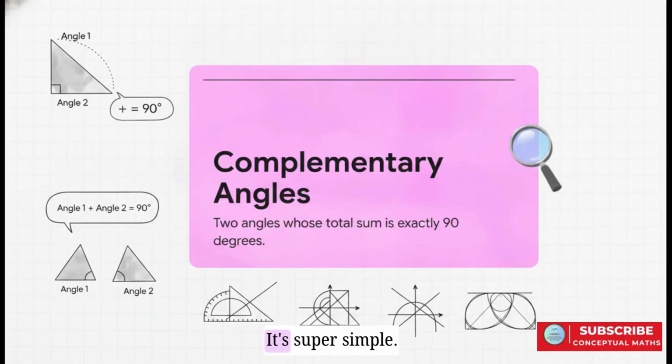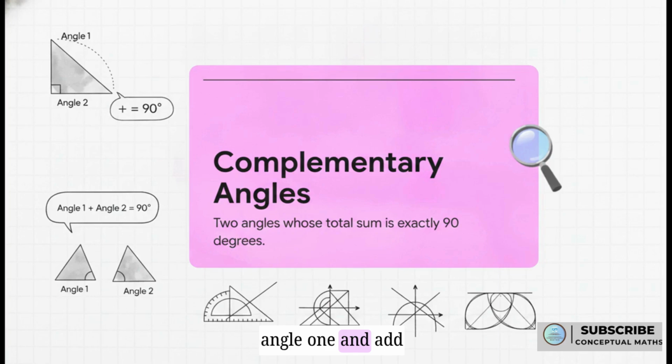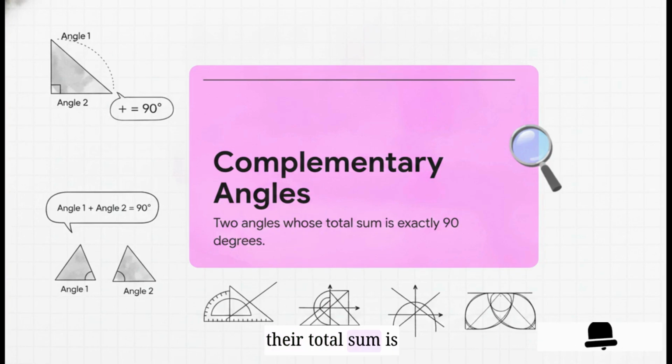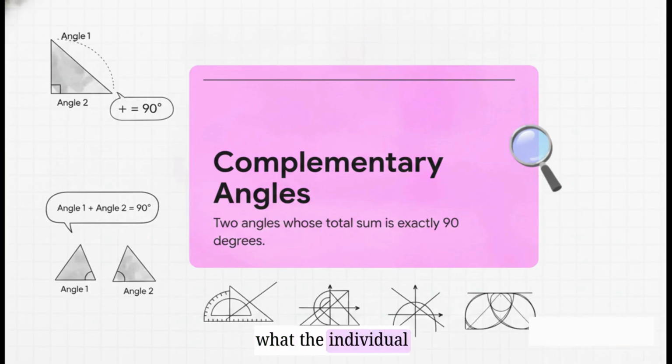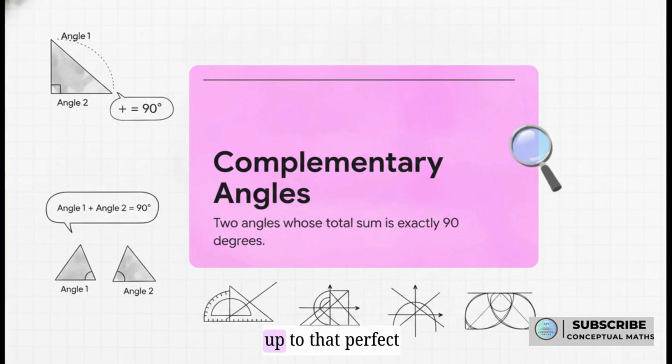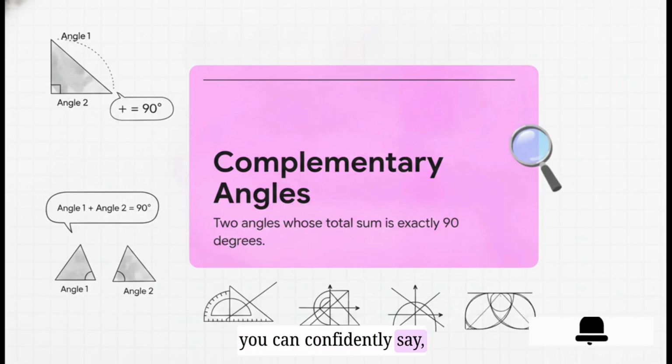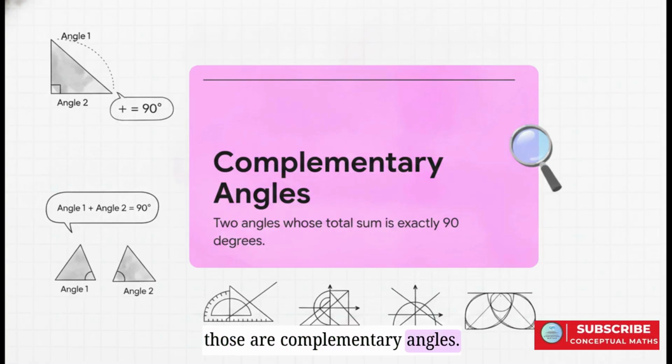And here's the rule. It's super simple. Complementary angles just mean that if you take angle 1 and add it to angle 2, their total sum is exactly 90 degrees. Honestly, it doesn't even matter what the individual numbers are. As long as they sum up to that perfect 90, you can confidently say, yup, those are complementary angles.